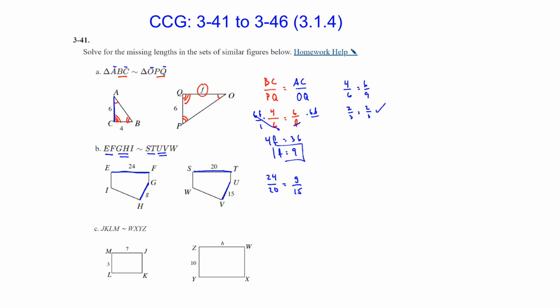I'm going to go ahead and reduce the fraction 24 over 20 by a factor of 4, so that'd be 6 over 5, just to make the numbers a little bit smaller. And then now I can multiply both sides by 15, and when I do that, that will solve for G. So these are just going to cancel, and G is equal to 18.